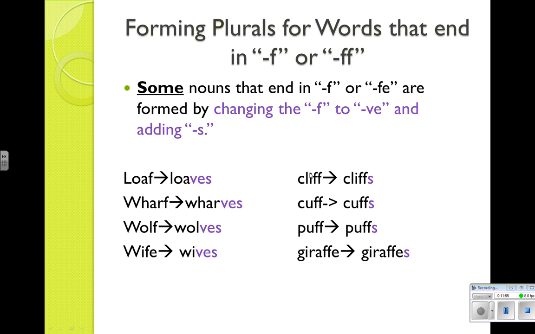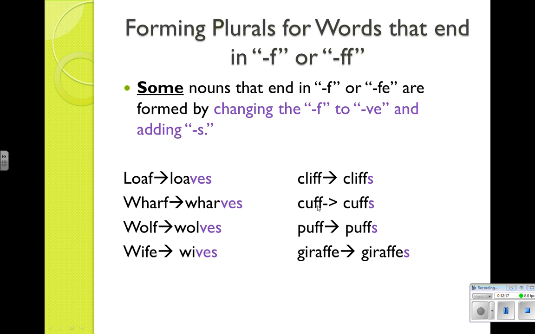Lovelies, not all nouns that end in F will follow the rule. And again, this is one of those picky rules. It is obeyed only some of the time. So cliff, you don't say clives. It would be hard to say. We say cliffs, so just add an S.